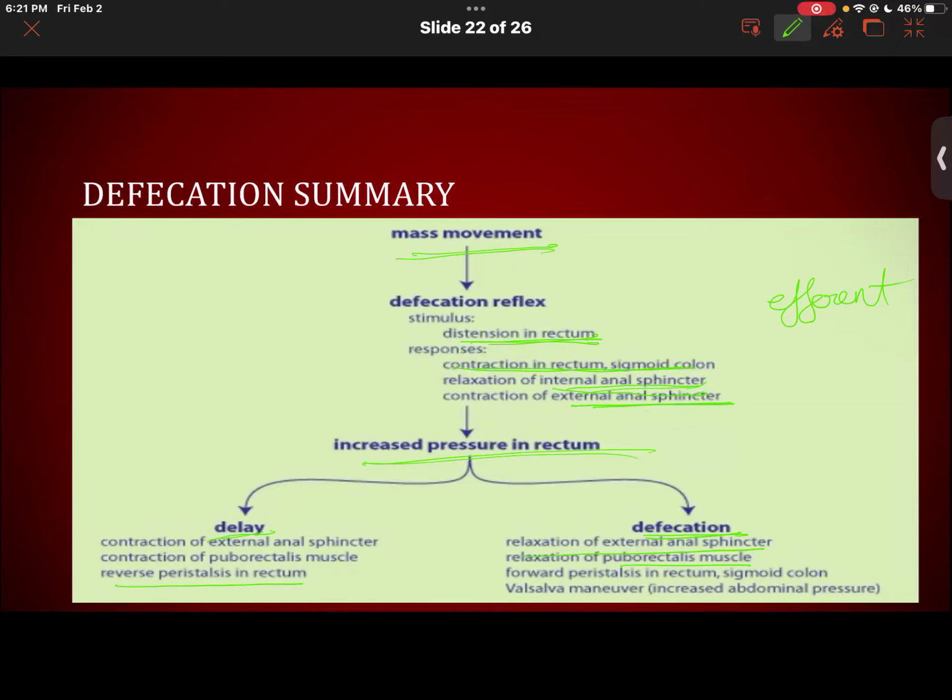We also have forward peristalsis in the rectum and the sigmoid colon because of the afferent and efferent pathway, and you have the Valsalva maneuver, which I told you earlier, that increases abdominal pressure, where you expire against a closed glottis that increases intra-abdominal pressure, which pushes the pelvic floor down. Actually, you can notice yourself doing this if you've ever had constipation, you will unconsciously do the Valsalva maneuver to make it easier for you to excrete your feces, because it causes the pelvic floor to lower, it reduces the anorectal angle, it increases abdominal pressure. All of this makes it easier for you to excrete your feces.